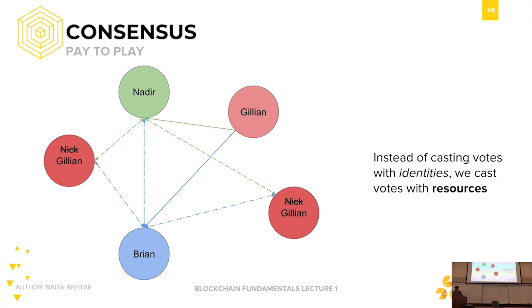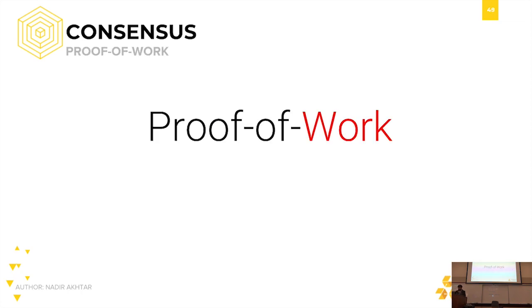So this is where the innovation of Satoshi comes into play. He said, we shouldn't cast votes with identities as we do in conventional systems. Instead, we should cast votes with resources. And that's where proof of work comes in. Proof of work, proof standing for evidence, and work standing for spent resources, means that in order to cast a vote, you don't have to prove that you are some digital entity. Instead, you prove that you've spent some resources prior to casting a vote on some transaction or some block.